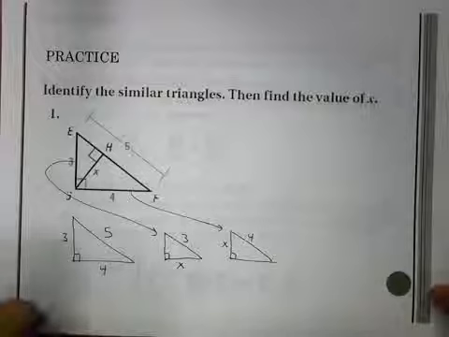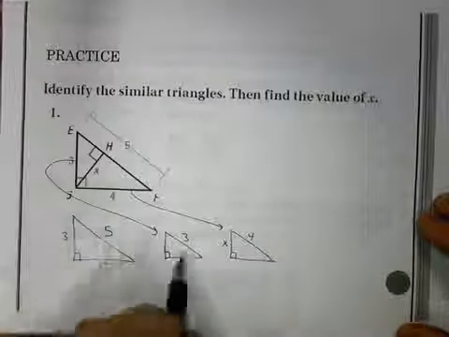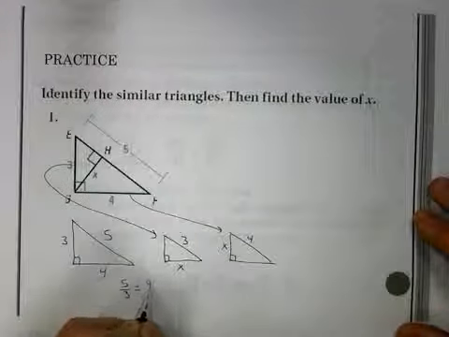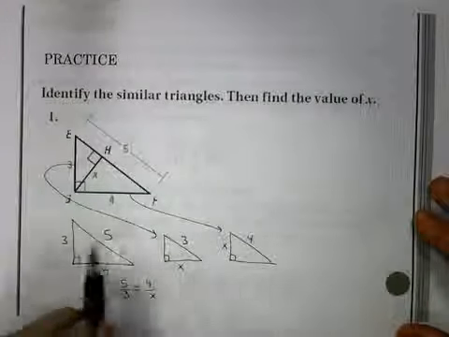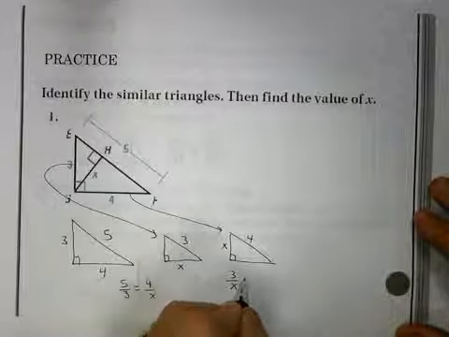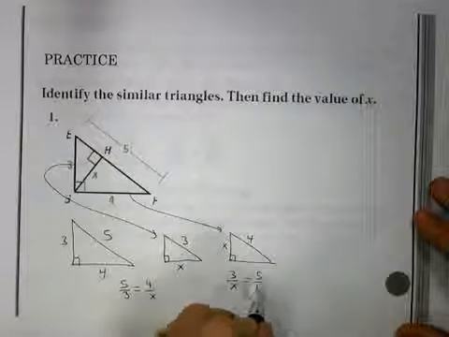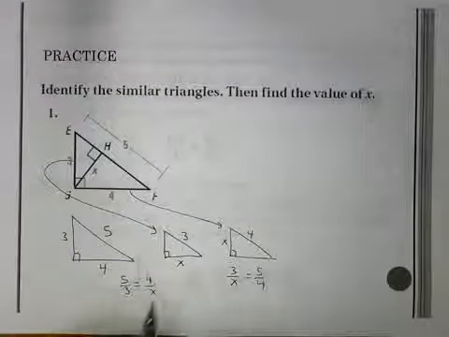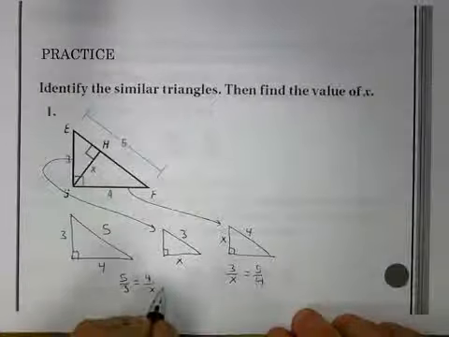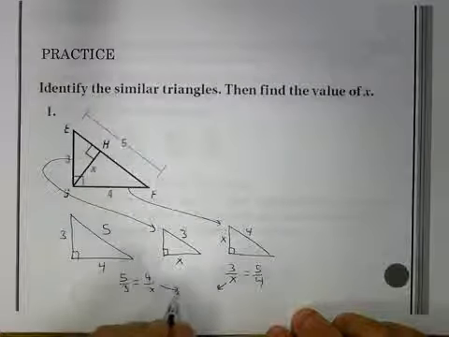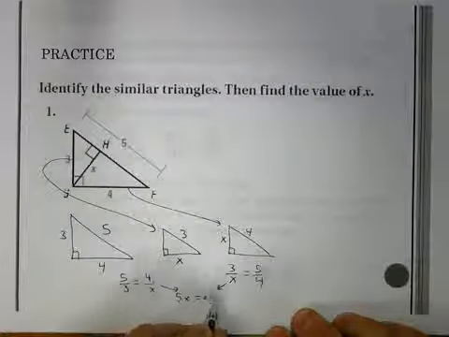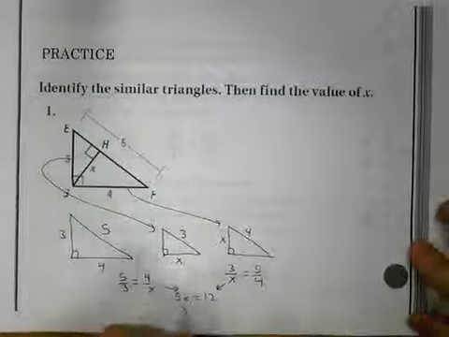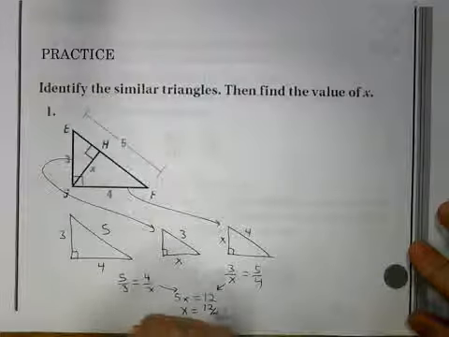Well, I can compare these two and say 5 over 3 equals 4 over X. Or I can compare these two and say 3 over X equals 5 over 4. Now, if we take a second and look at both of these proportions, if I do the cross product for both of these, they come out to be the same thing. 5X equals 12. And that's because X is going to be the same value in either one. X comes out to be 12 over 5, or 2.4.